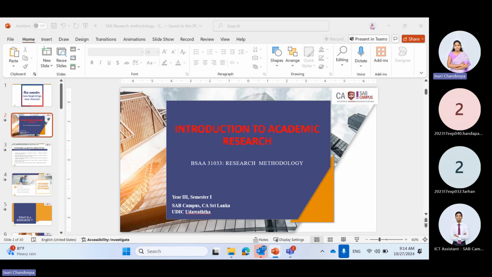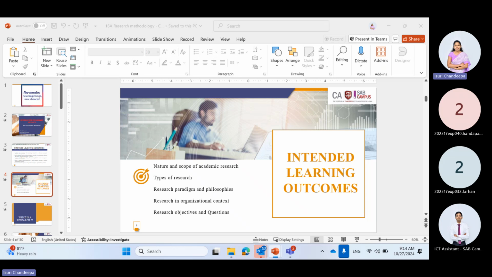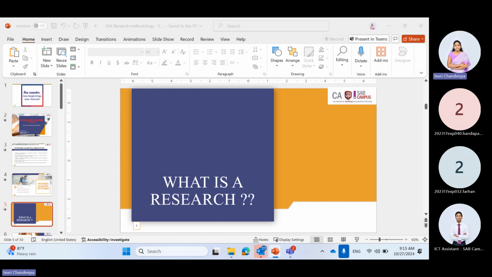Okay, so these are the independent learning objectives of the lesson. You can go through them, as well as the learning outcomes that we need to discuss during this session. The first objective is: what do you mean by research? What do you mean by research?